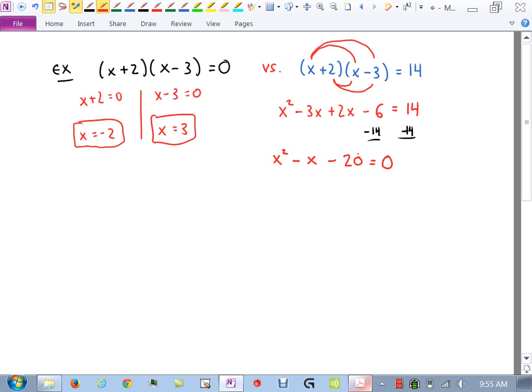And now I can do AC method on that. And when we do AC method on that, it is not going to turn into this. It will not, because we brought that 14 over. So let's see what happens with AC method here. I have a 1 in front, 1 times that doesn't it give me negative 20? And then on the bottom, I have a negative 1. What two numbers do that? Negative 5 and 4, right? So then you go through and you bring your x squared down. You bring your negative 20 down. You go negative 5x and plus 4x in the middle. Split it.